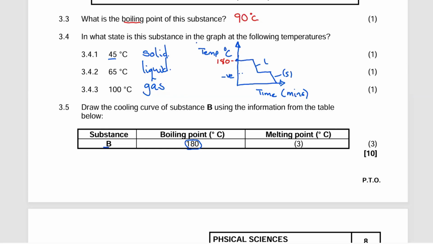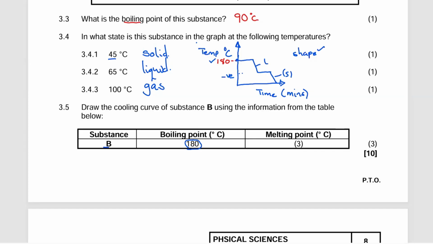What they will mark is your 180, which is your starting temperature, and then they will also consider the shape of your graph, which is another mark. The final mark is whether you labelled your x and y axis, which is your temperature in degrees Celsius and your time in minutes. Then you can get your 3 marks like that.